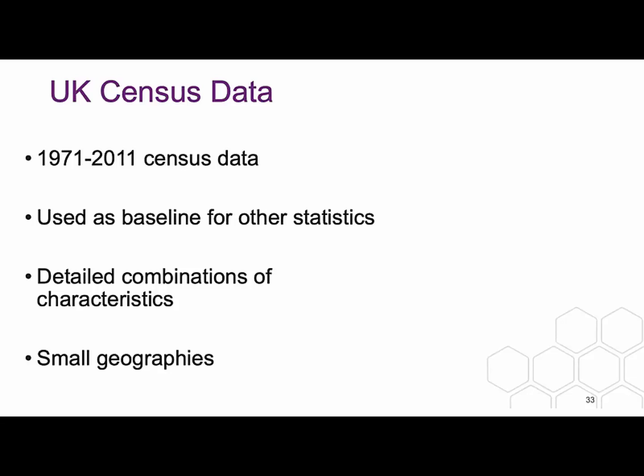So census data is considered the gold standard. It aims to cover 100% of the population, and it's used as a baseline for many statistics. It contains detailed combinations of characteristics, and there are a range of topics. And it's available in many geographies, and that makes it possible to reliably compare different areas, which is what makes it so unique. Census data can be divided into different outputs, so aggregate, boundary, flow, and microdata. Again, I'll talk about that a little bit in a minute.